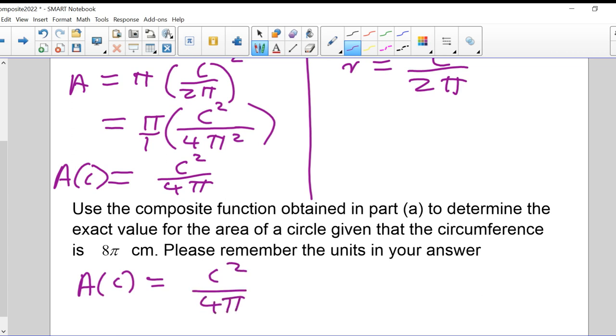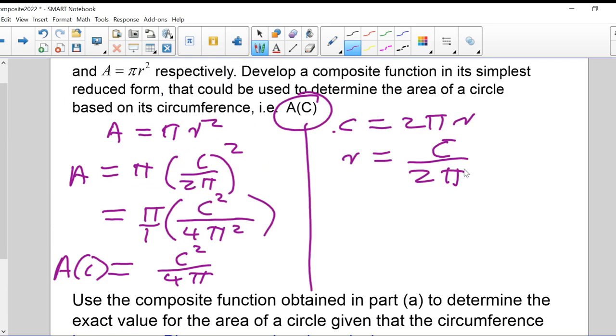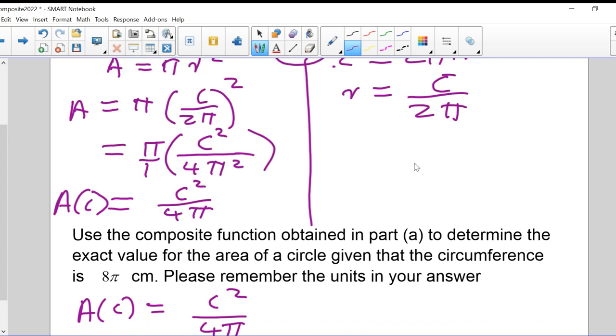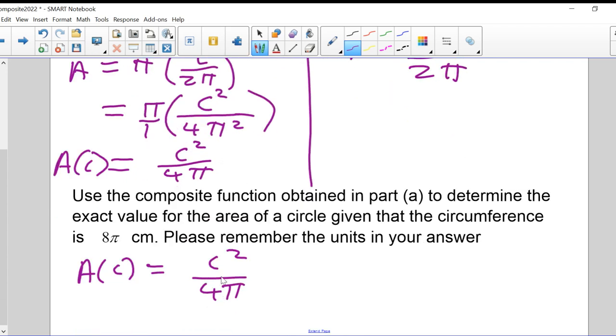That's my function. Now I want to figure out the area of a circle, and I'm going to give you the circumference. I just want you to be able to give me the area based on the circumference. There is a relationship between circumference and area, and this is the function that gives us that relationship. So I'm going to plug in this value, the 8 pi, into this equation. I'm not putting this into a formula for circumference. Yes, I know circumference is 2 pi r. We could work our way backward through that, but I'm just going to put it into this function that links circumference directly to area.